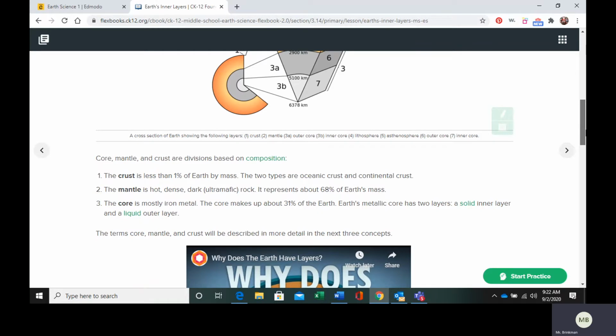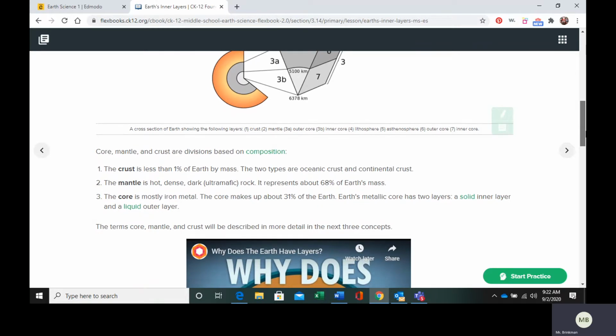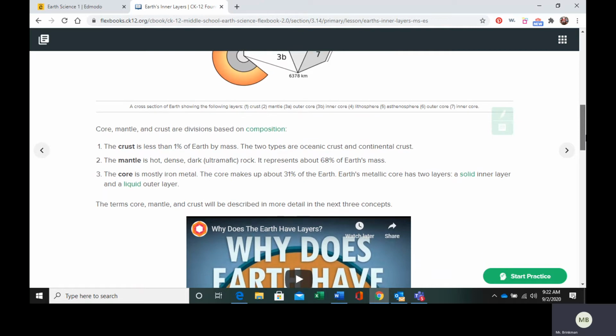The two types of crust are oceanic crust, that's the rock on the ocean floor, and then continental crust. The Earth with its layers is kind of like an apple. If you sliced an apple in half, you would see that the skin of the apple is a very small portion of the apple. So the skin of the apple is like the Earth's crust.